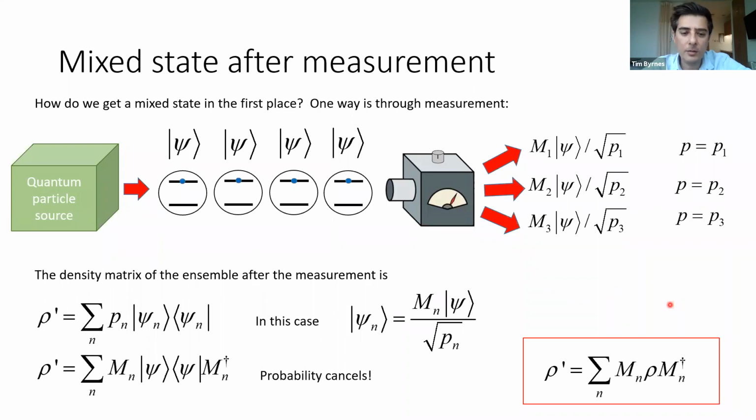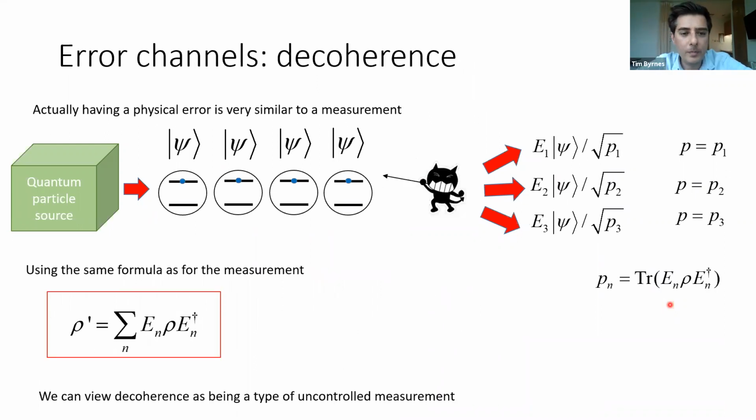Okay, all right. So then let's continue with sort of a related topic. This time we're going to consider a different situation for getting this mixed state. We're starting with the same thing: some bunch of states that are coming in from our quantum particle source.